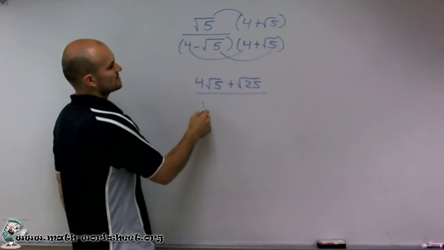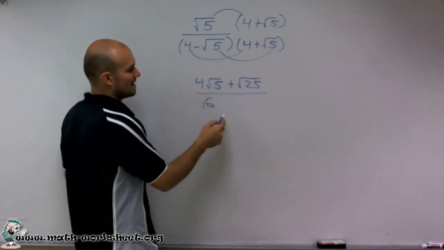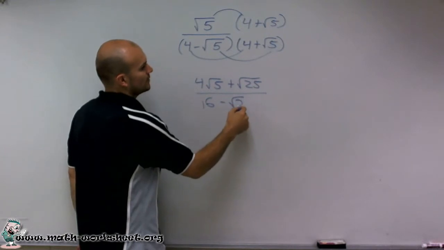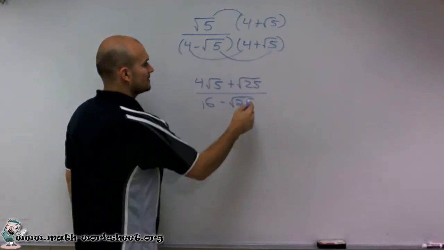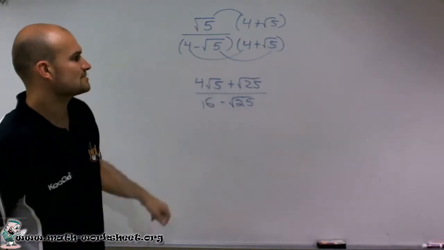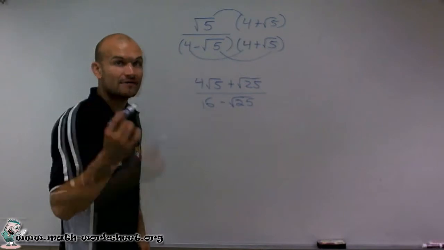4 times 4 is going to give me a positive 16. Negative square root of 5 times square root of 5 is going to give me a negative square root of 25. So now let's go ahead and simplify this solution a little bit. 4 times the square root of 5 is going to remain 4 times the square root of 5. However, the square root of 25 I can reduce as 5.